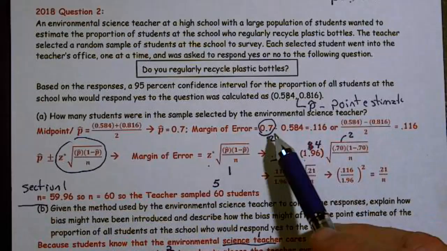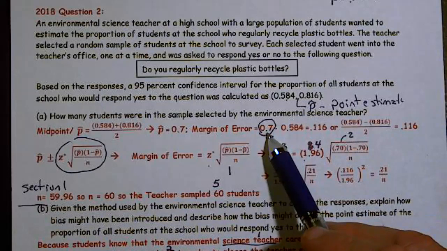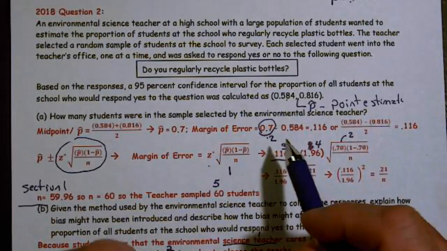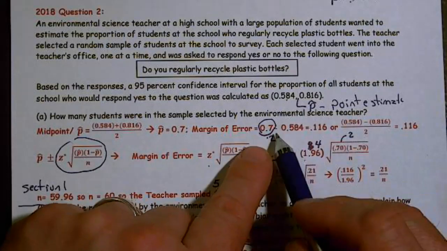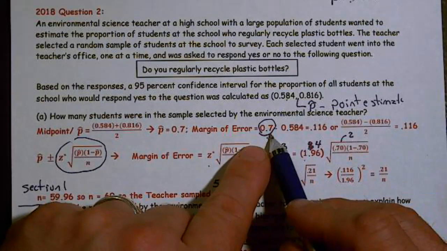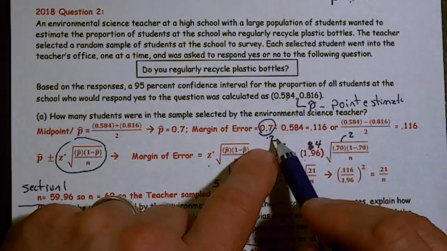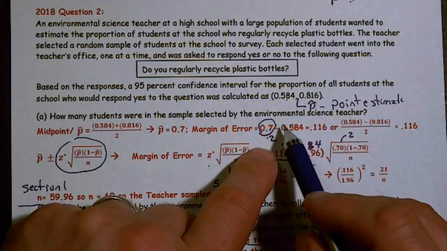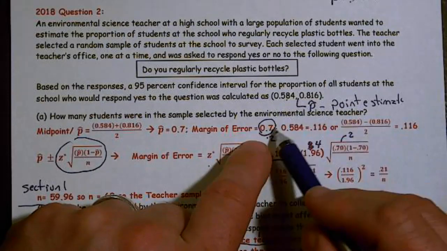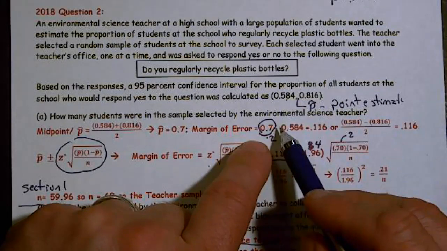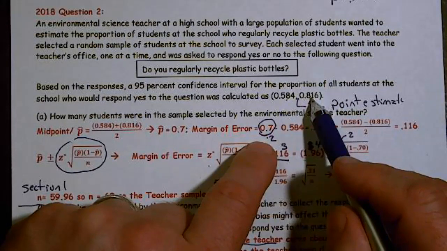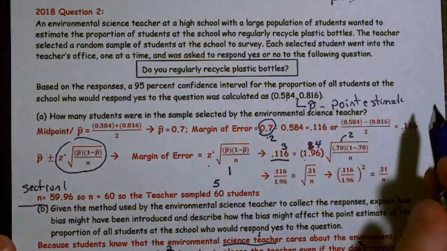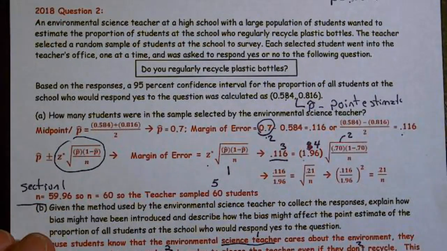Okay, so after I've calculated my p hat, I still need to calculate my margin of error. And remember, the margin of error is the part after the plus or minus. So it's basically how far we are from our point estimate. In this case, we take 0.7, the average of the two endpoints, minus 0.584, and we get 0.116. Alternatively, I could have taken 0.816 minus 0.7 and still gotten 0.116. So this is my margin of error. This is how far apart we are.